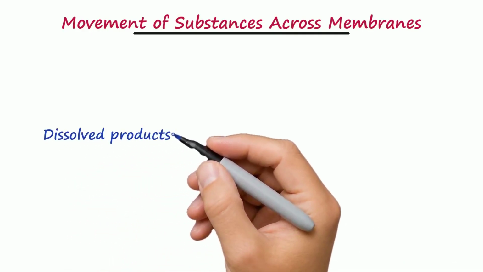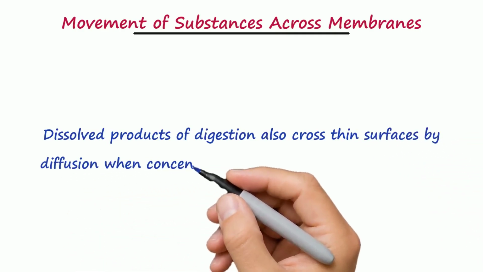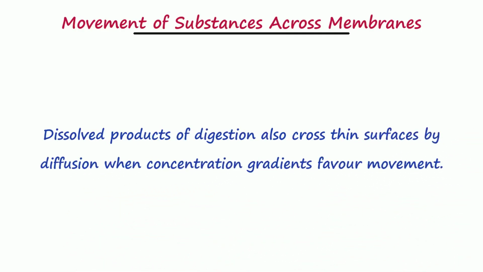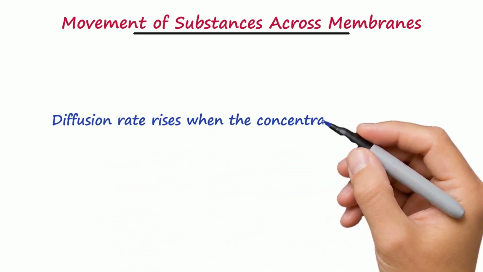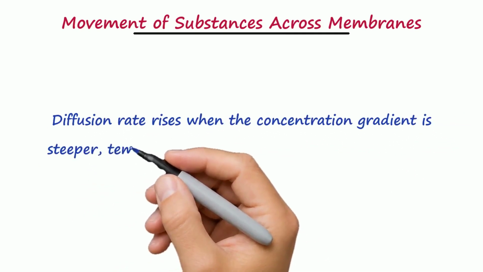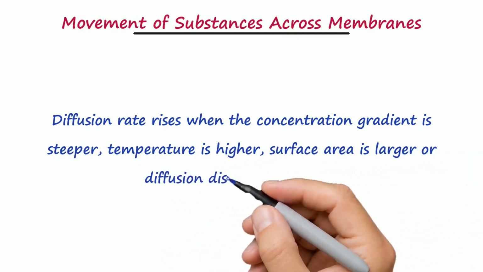Dissolved products of digestion also cross thin surfaces by diffusion when concentration gradients favor movement. Diffusion rate rises when the concentration gradient is steeper, temperature is higher, surface area is larger, or diffusion distance is shorter.